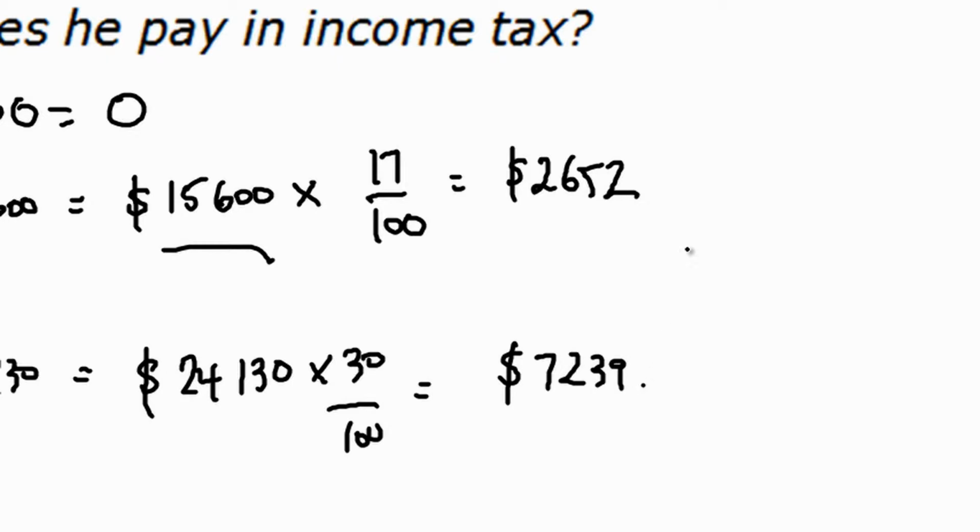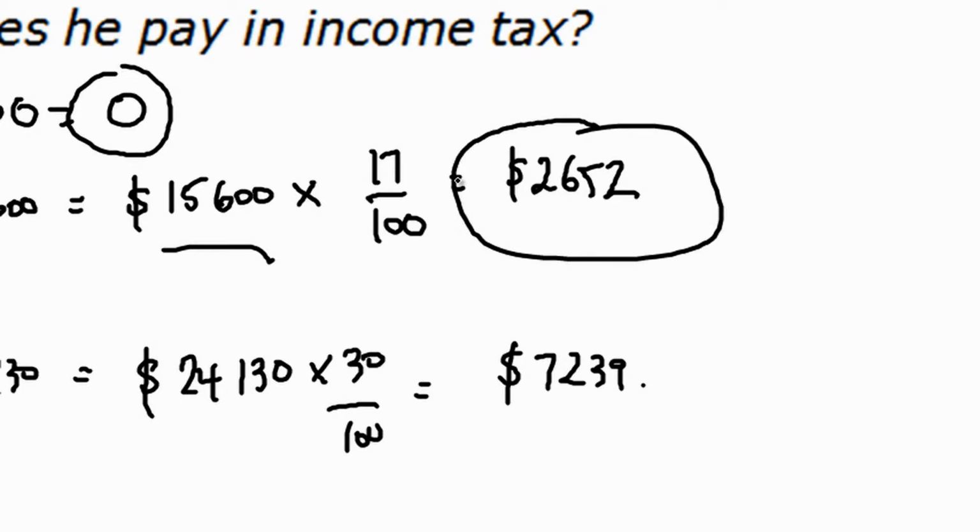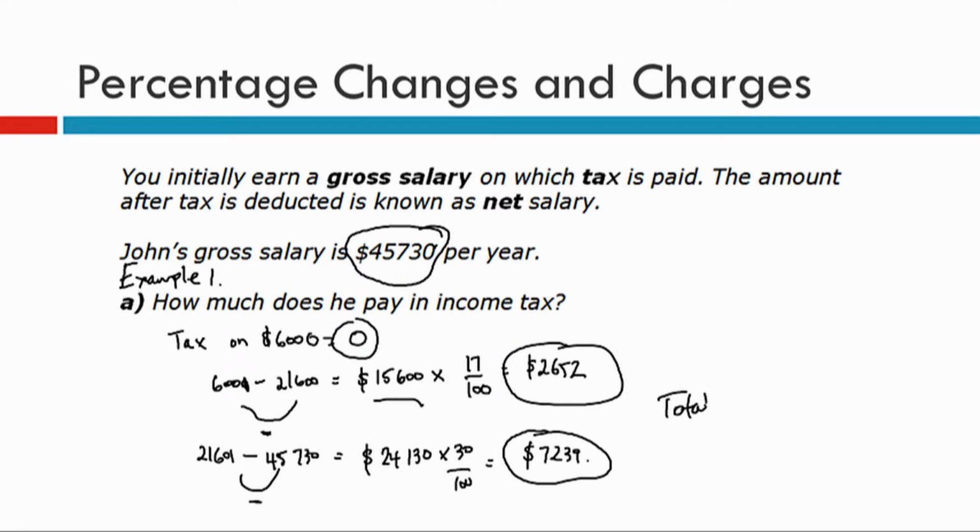$7,239. Now they want to know how much tax he pays altogether. We don't need to add the 0 because adding the 0 is still 0, but we do need to add these two here, 2,652 and 7,239, getting a total of $9,891. Okay, because that's what they wanted to know. Total tax. Of course, it's not taken out as an income, it's taken out every time you get paid, whether it's fortnightly or whether it's monthly.